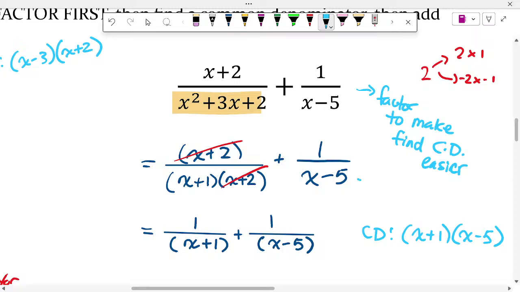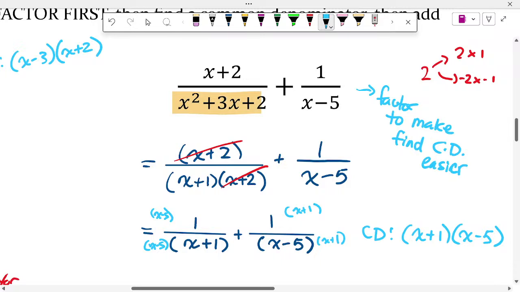By the way, if we'd had to do it here, what would our common denominator have to be? It would have to be x plus 1 times x plus 2 times x minus 5. Can we see how that would be uglier and more of a pain in the butt? Yeah. So it's nice that we spotted that we could cancel that so that it makes our lives easier. So now, what am I going to have to multiply this fraction by, top and bottom? x minus 5, because we don't have that one. Does that make sense? What am I going to have to multiply this one by, top and bottom? x plus 1.